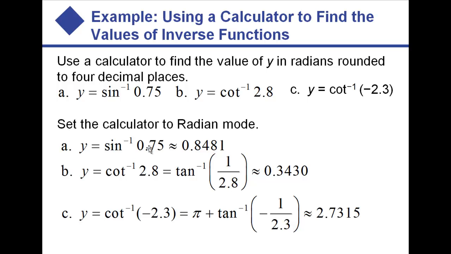Here's some examples. To find inverse sine of 0.75, you just got to make sure you're in radian mode. Type it in, you're good to go. Do cotangent, you got to do inverse tangent of 1 over it. Do cotangent of the negative 1, however, you got to do pi plus inverse tangent of 1 over it. So that's all you got to remember for that, is that if you're going to do an inverse tangent of a negative number, you got to add pi to the inverse tangent of the reciprocal.